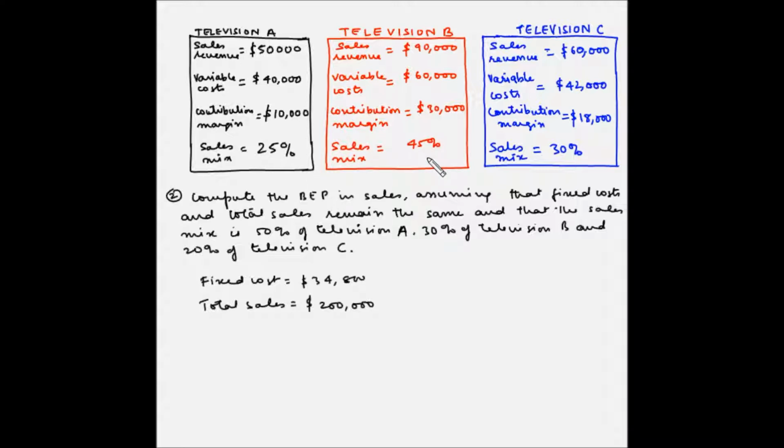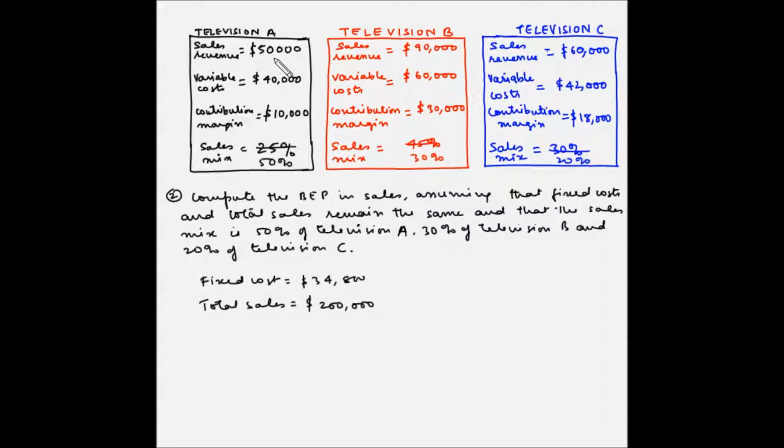The sales revenue from television B was 45%. And the sales revenue from television C was 30%. Now it is going to be 50%, 30%, and 20%. So now with this sales mix, all these values will change for each of the television types.